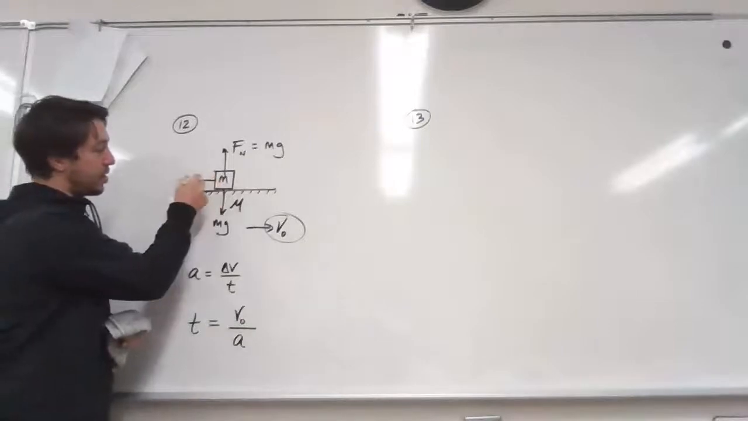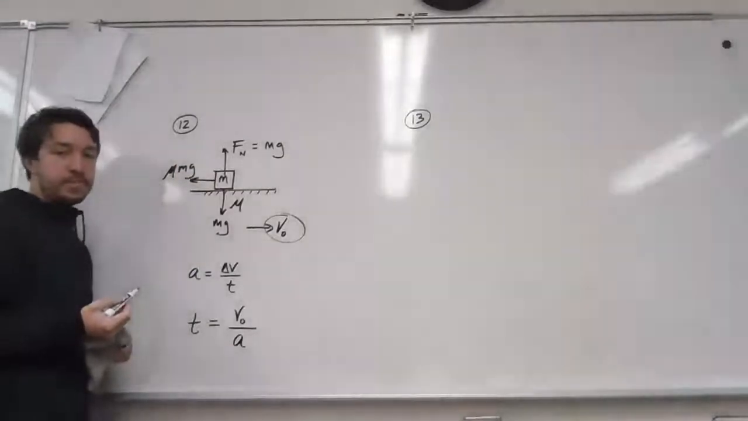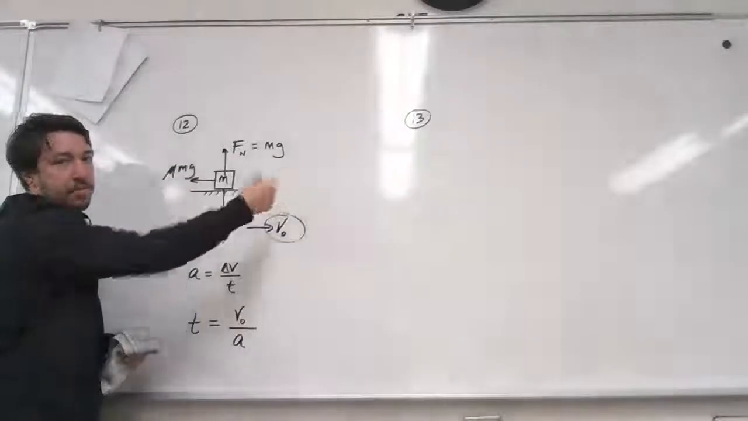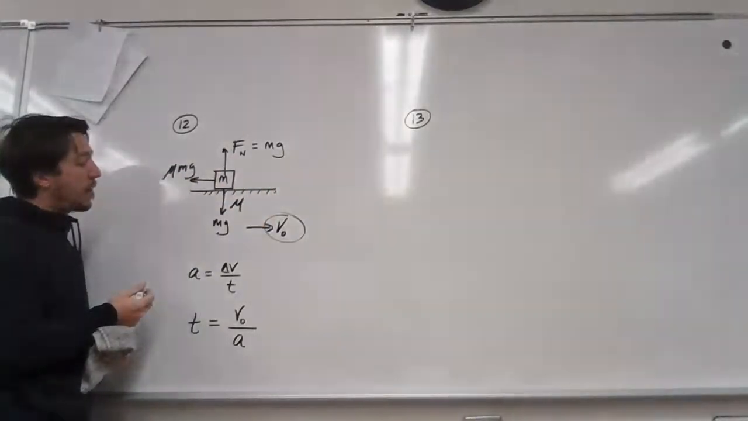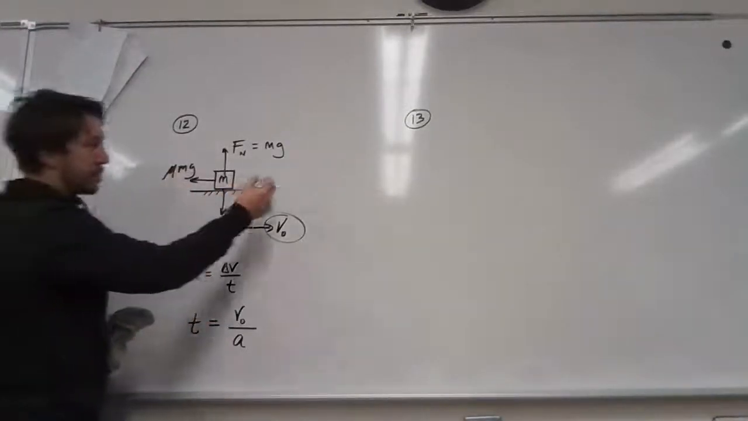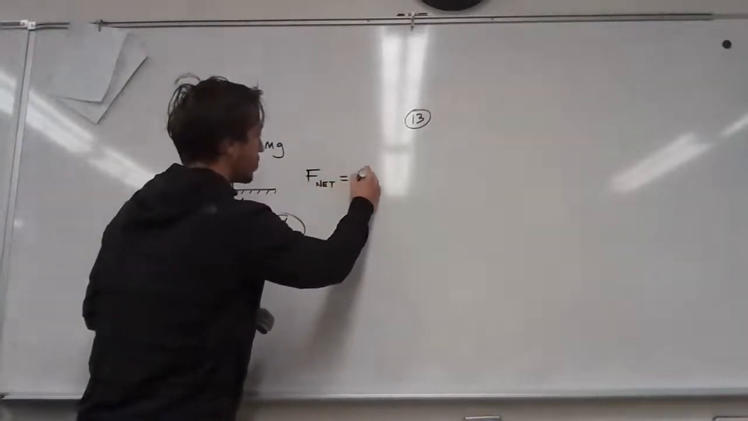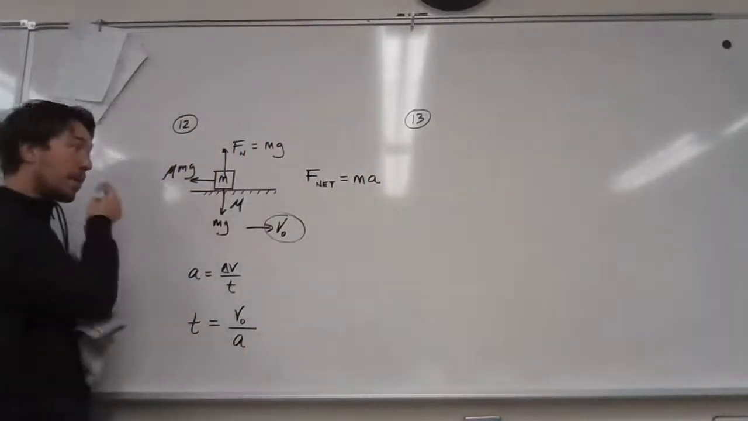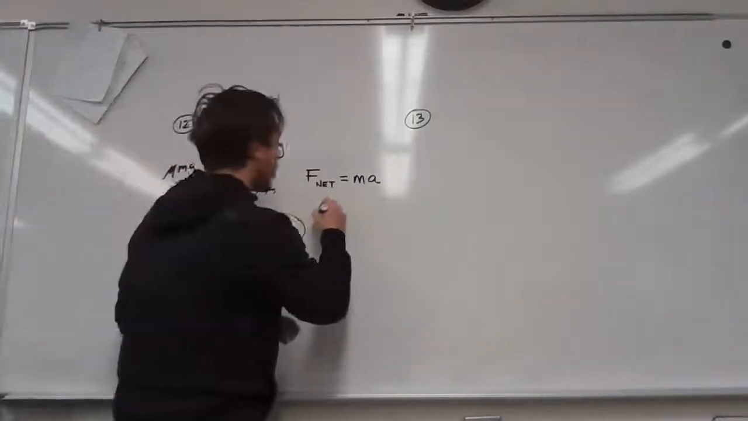This way, exactly. So the friction is mu times the normal force. But because he's sliding to the right, that means the friction is pointing to the left to slow him down. And so how do I get the acceleration? Well, I have to write something like F net equals ma. What's the net force in this scenario? Mu mg.